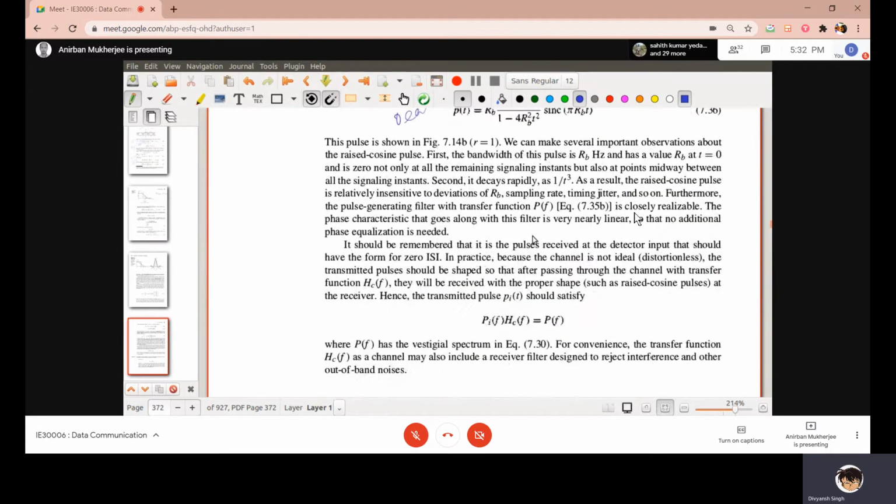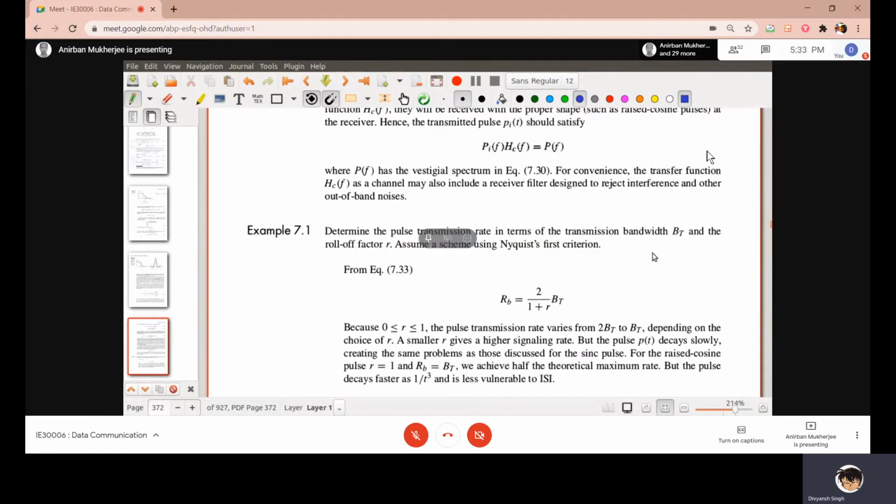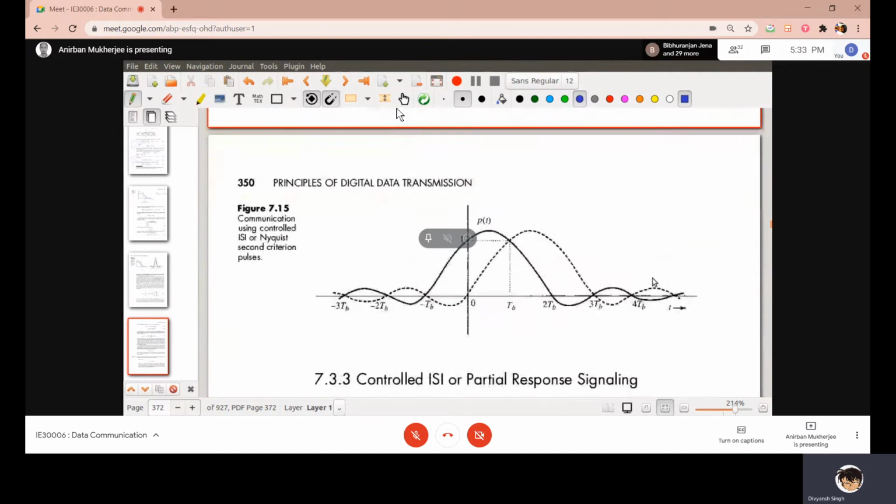So this is, and finally, the receiver should form zero ISI. That means if I have this type of pulses and as the channel is not ideal, they should be shaped so that after passing through the channel with its transfer function, they will receive a proper shape, such as raised cosine pulses at the receiver, and the transmitted pulse should satisfy this.